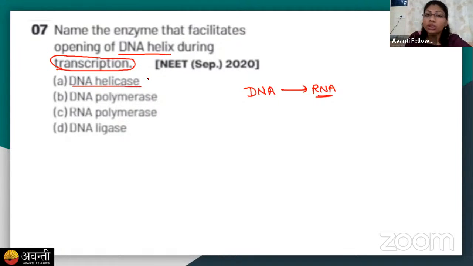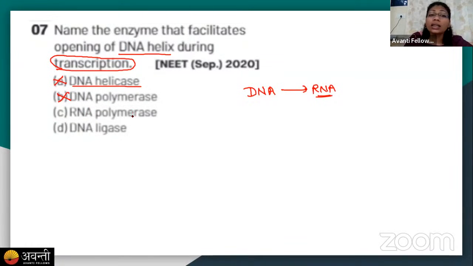DNA helicase works during the replication of DNA. If you remember the fork-like structure which is formed during the semi-conservative replication we explained, DNA helicase was working there. That is during the replication of DNA, so it cannot be the answer. DNA polymerase causes the synthesis of DNA, but here we are not synthesizing DNA.